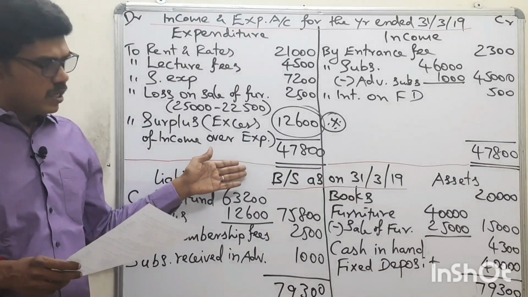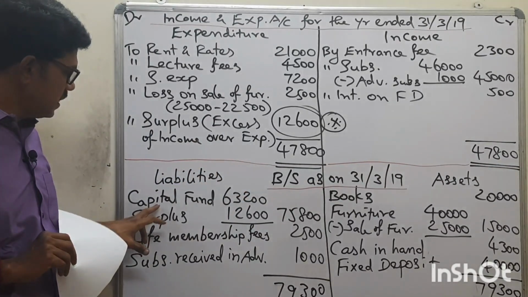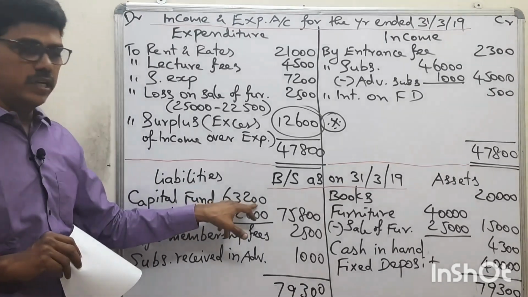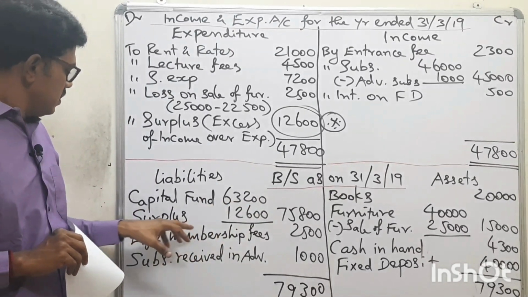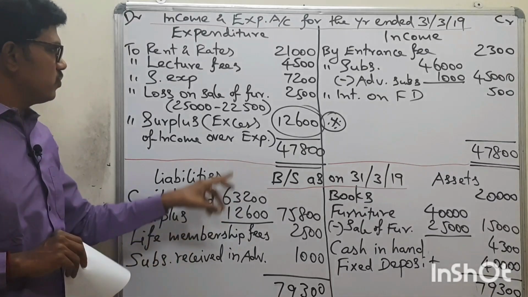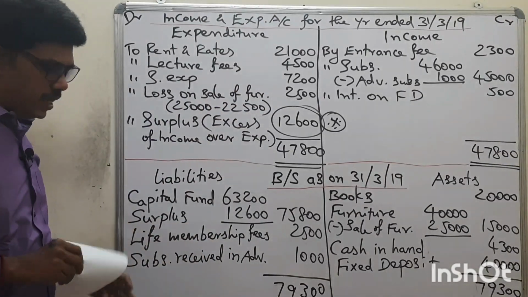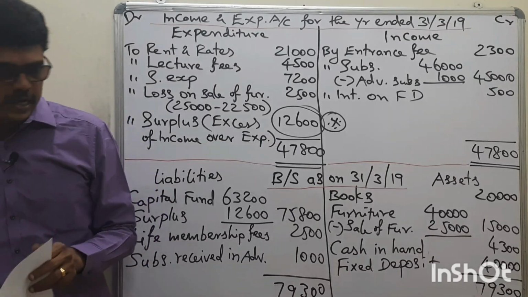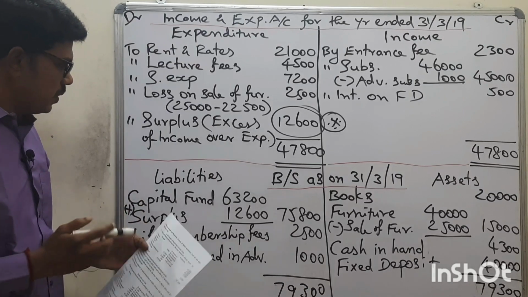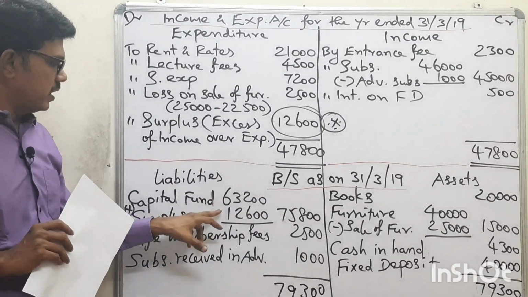Then, by working out the previous year balance sheet, we have found the capital fund or general fund. That amount should be taken here. Capital fund 63,200. Then we should add the surplus. 12,600 is the surplus we calculated from the current year income and expenditure account. When there is surplus, it must be added. If there is any deficit, it should be subtracted. Here there is a surplus. It should be added to the current year capital fund.